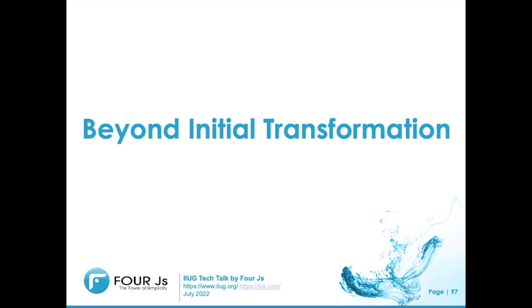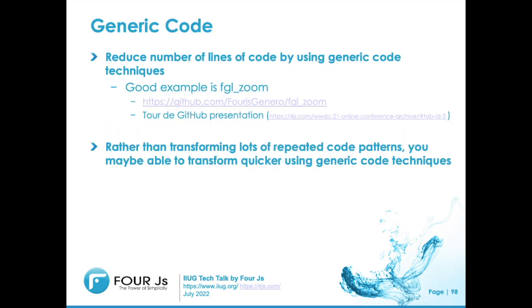Now, I haven't mentioned everything in the Genero product suite to this point. What I haven't mentioned is probably not something you're going to cover in your first steps. But one of the important ones you might want to incorporate in your first step, so I've put it in a halfway house, is this concept of generic code. That enables you to reduce the number of lines of code by using generic code techniques. A good example of this is FGL_zoom, which I'll demonstrate shortly. What it means is that rather than transforming lots of repeated code patterns within your code base, you may be able to transform quicker by using generic code techniques.